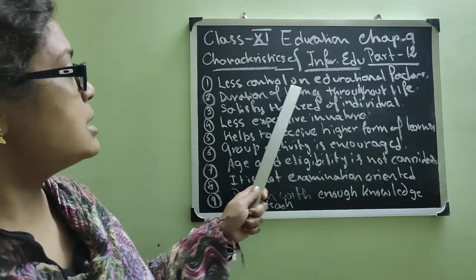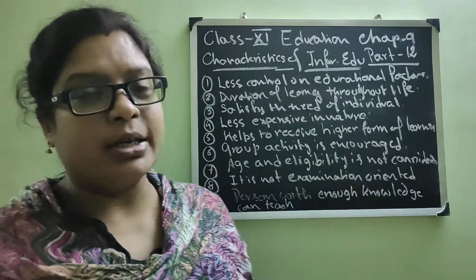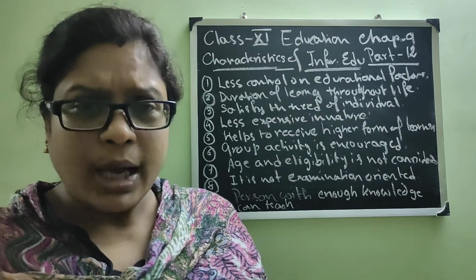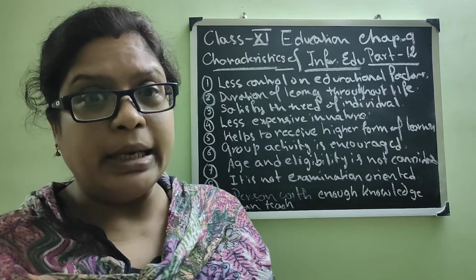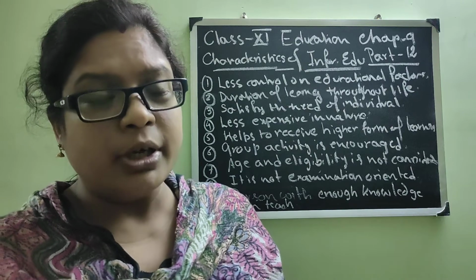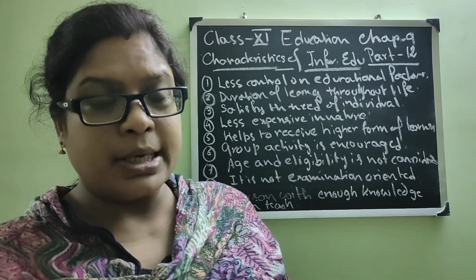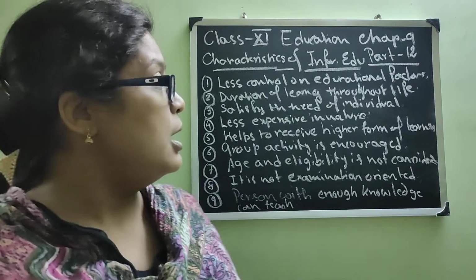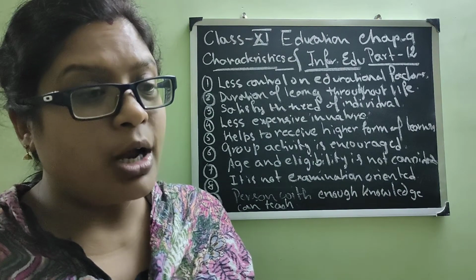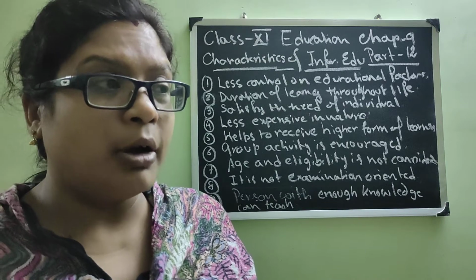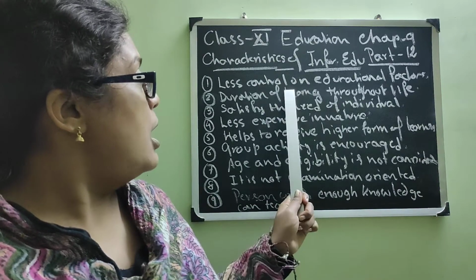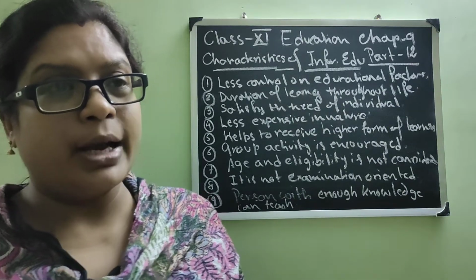Number one, less control on educational factors. It is obvious, as the environment, the school building, the teachers, the rigid rules and regulations which are to be followed, compulsory dress, all these factors are not there in the non-formal system of education, as we have learned that it is organized out of the boundary of the school. So there is less control on educational factors.